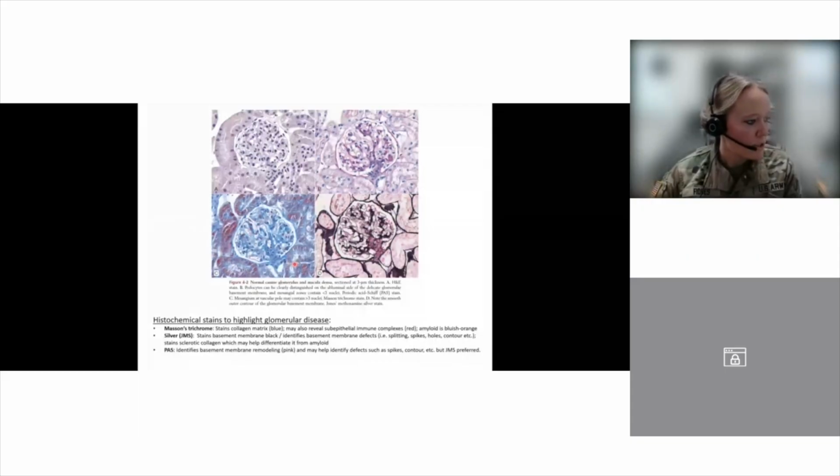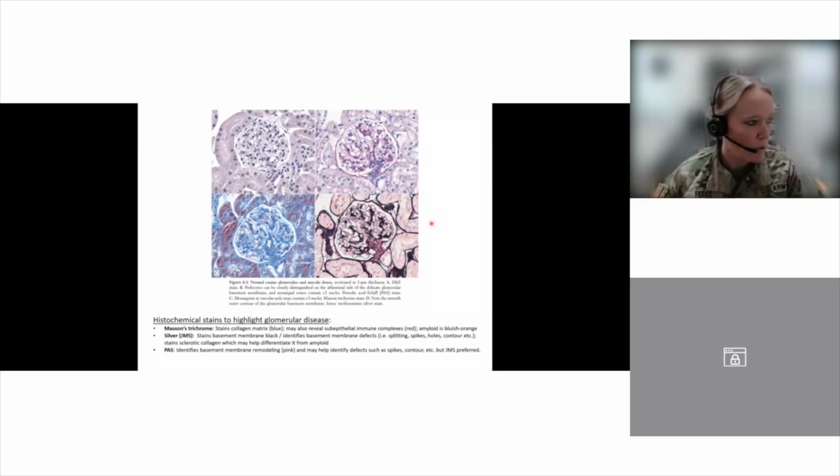It helps to identify collagen. So collagen is always going to be blue. So if there's fibrosis of the glomerulus or periglomerular fibrosis, it'll help highlight that. It also can stain immune complexes. So I'm going to touch on immune complexes a few times, but the glomerulus is a very important location where immune complexes are filtered out, and they can also get deposited in the glomerulus and result in glomerulonephritis. So Masson's can stain some of those immune complexes red, can also be helpful for amyloid. It stains it like a bluish orange color. So some utility to that.